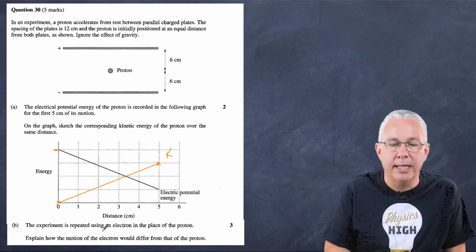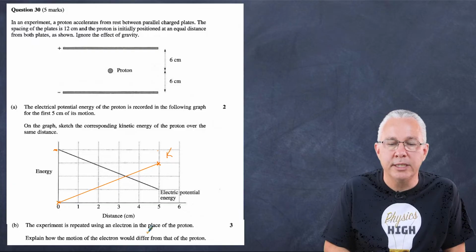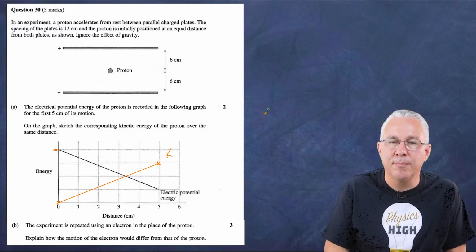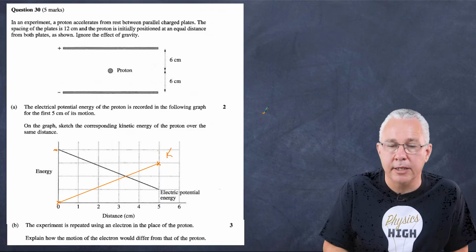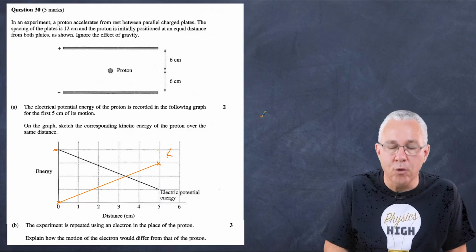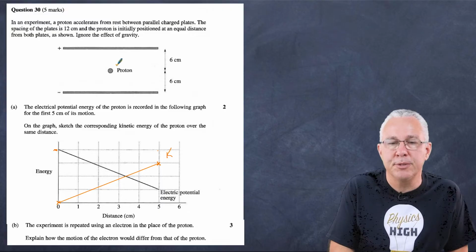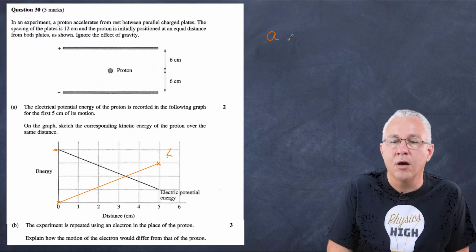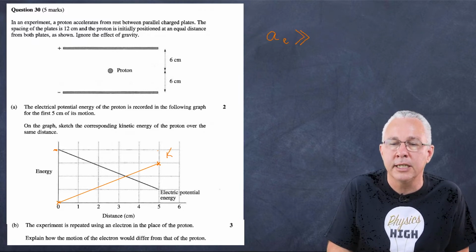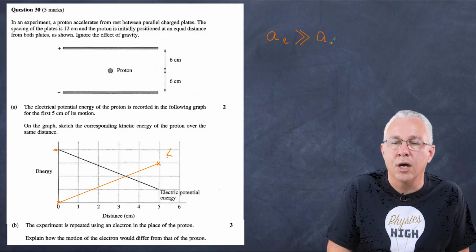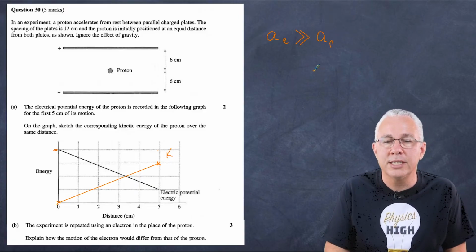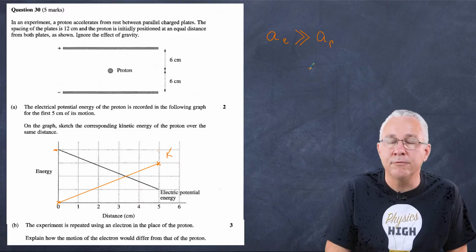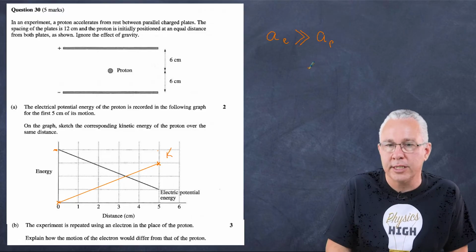The next point is explain the motion of the electron. How would it differ to that of the proton? The proton is significantly heavier than the electron, and so therefore the force that the proton experiences due to the plate will cause the electron to move at a much greater rate. So therefore the acceleration of my electron is significantly greater than the acceleration of my proton. In other words, it will move at a much greater rate, and therefore it will strike the plate at a much higher velocity due to the acceleration being different.